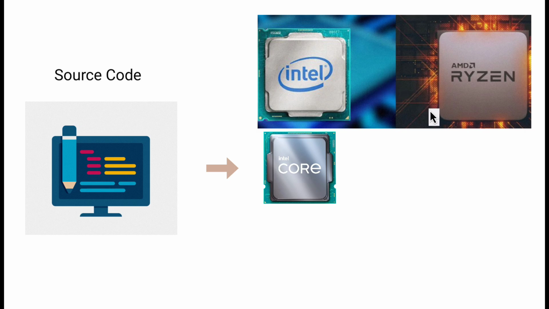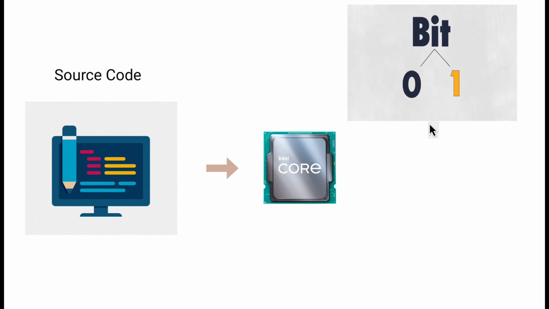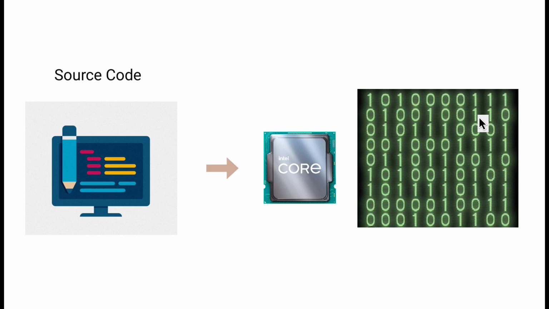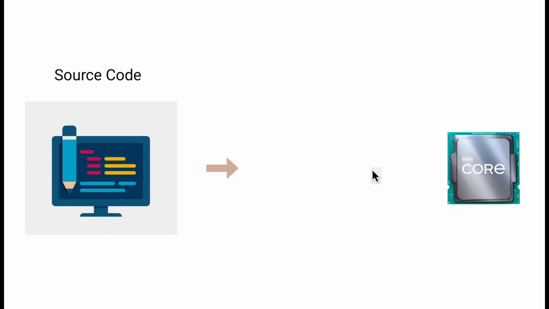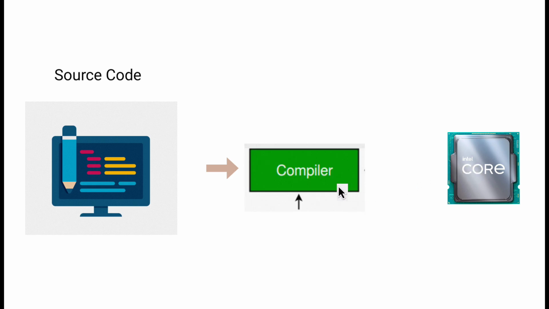This processor executes the instructions we give, but the processor understands only zeros and ones. The lines we write are in high-level language, so the processor cannot understand them directly. This must be changed in a way that the processor can understand, and for that, we use a compiler. No matter what programming language you write in, you need a compiler to run that language. The compiler is also a program.